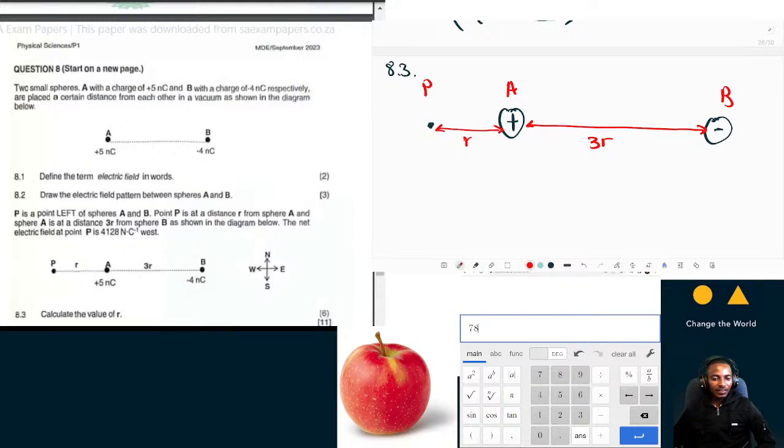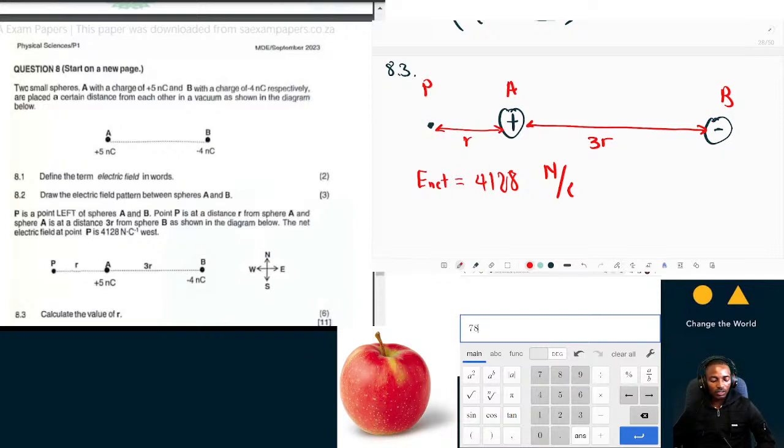Then the net electric field at that point there, E net at that point, is equal to 4128 newton per coulomb, and it is in that direction, to the west. All right. Now we need to calculate the value of r.